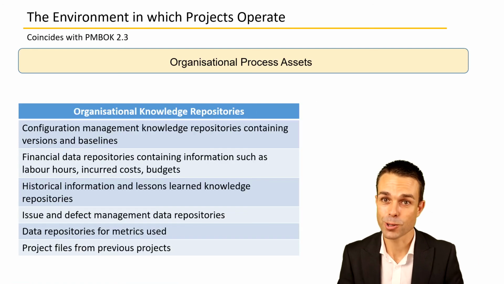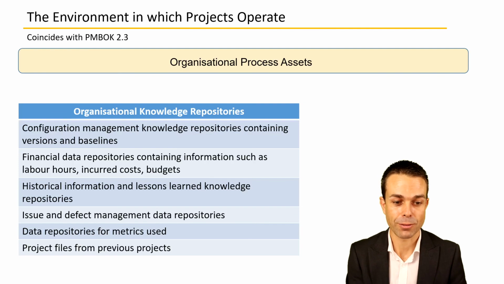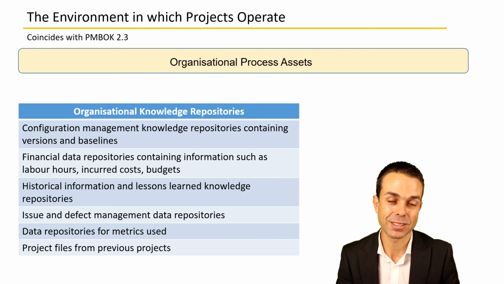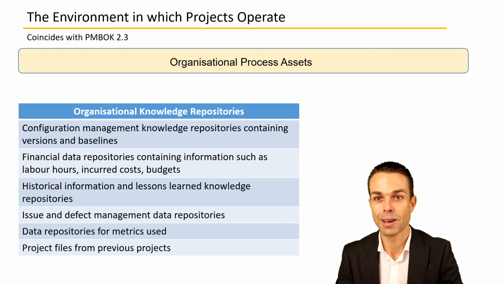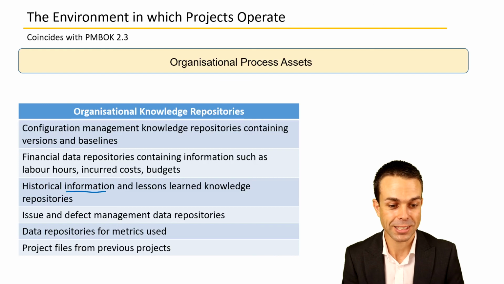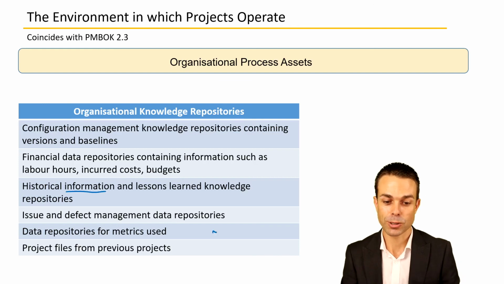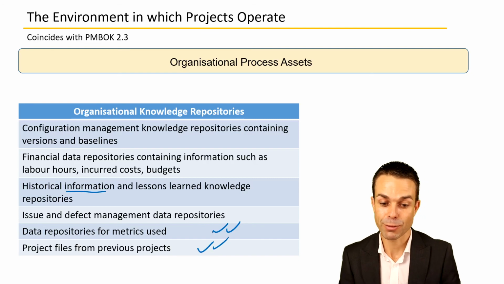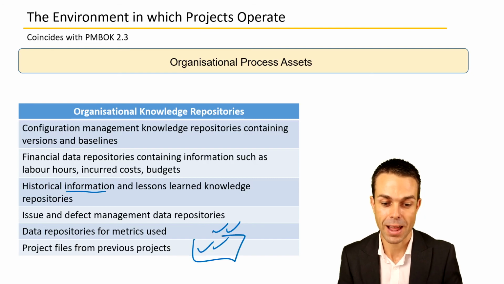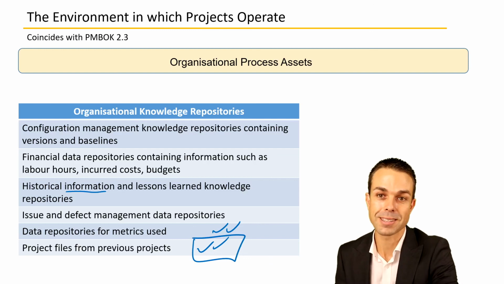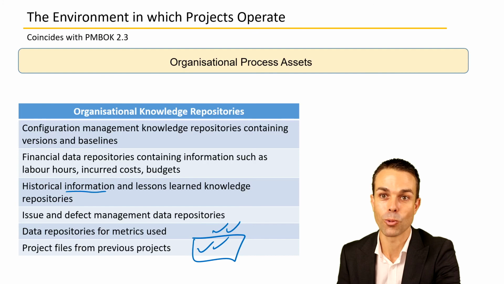Of course, there are knowledge repositories as well. So you might have configuration management knowledge repositories containing versions of things, of your baselines, of your scope, or maybe of the cost of the project, historical information, lessons learned, data repositories, so how are you measuring your benefits, project files from previous projects, so you can gather that and have a look. Maybe something worked well, maybe something didn't work well. So all these things will impact your OPAs and the way of work for your project.